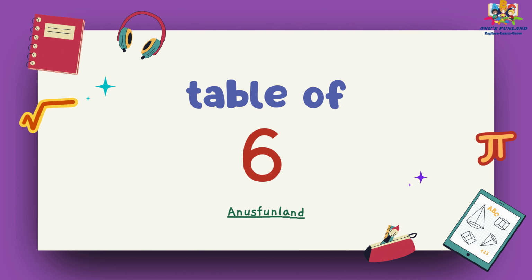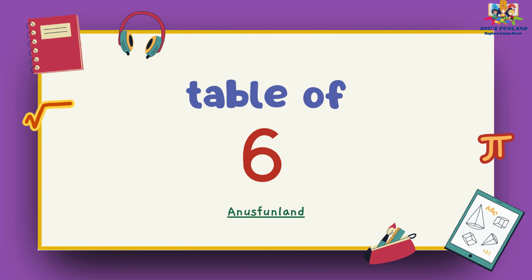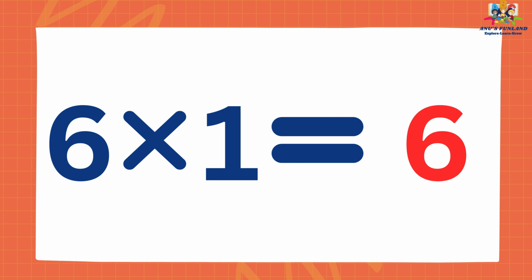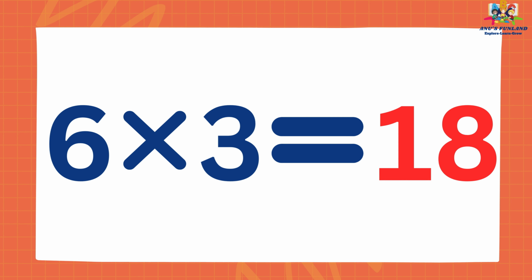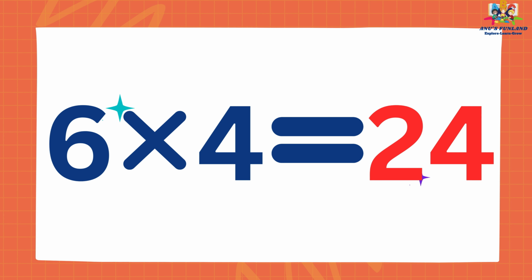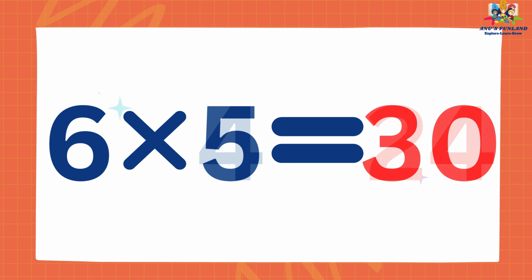Now we will learn table of 6. 6 ones are 6. 6 twos are 12. 6 threes are 18. 6 fours are 24. 6 fives are 30.